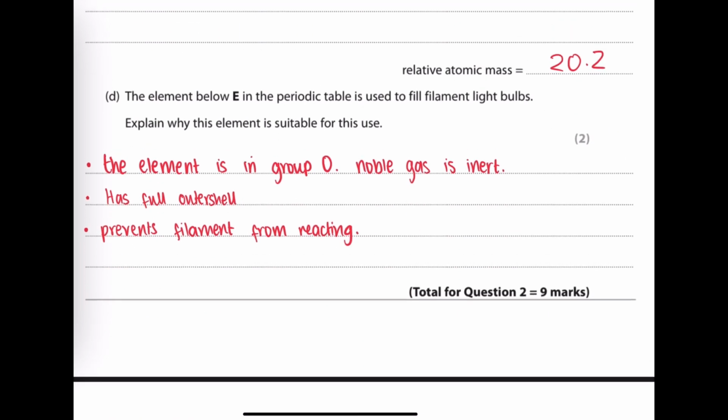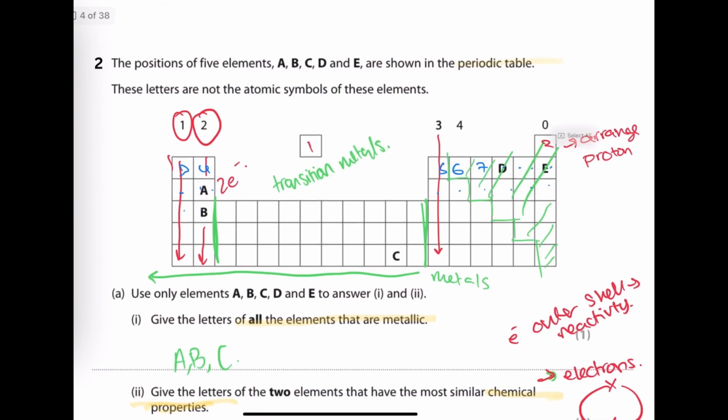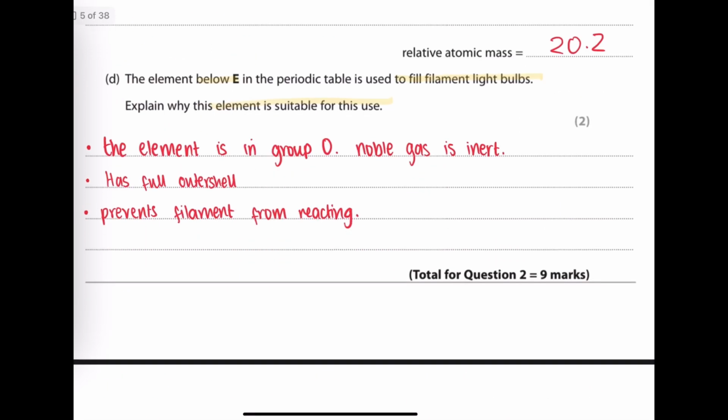D. Element below E in the periodic table is used to fill filament light bulbs. Explain why this element is so suitable for use. So if you see element E, we know that it is over here, so it is in group 0. If it's below, it would mean that it's over here, which means it's also in the same group. And because it's in group 0, we know that it is a noble gas. A noble gas is inert, which basically means that it does not react. It cannot react, and this is because it has a full outer shell.